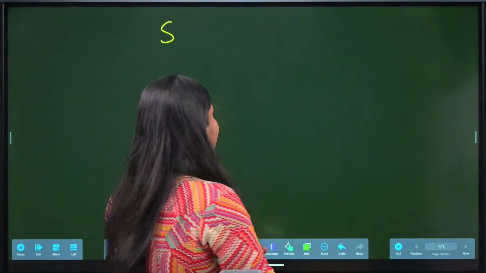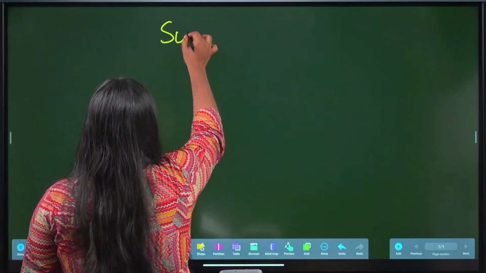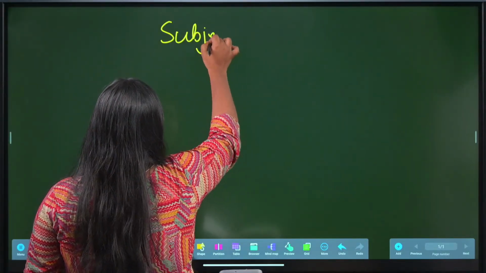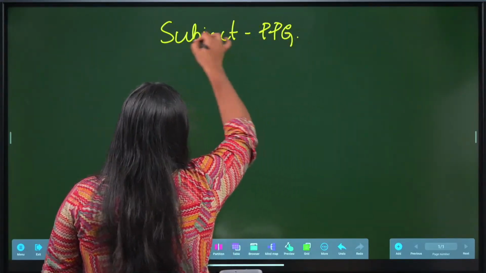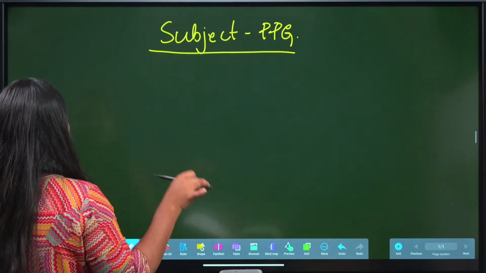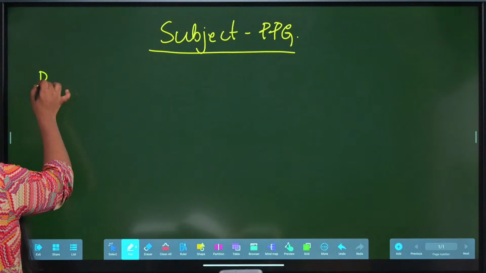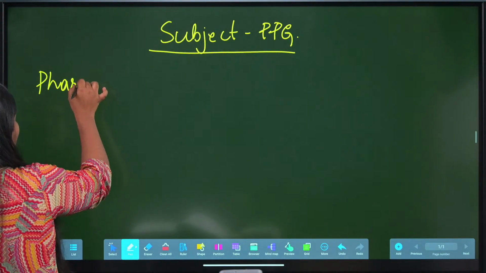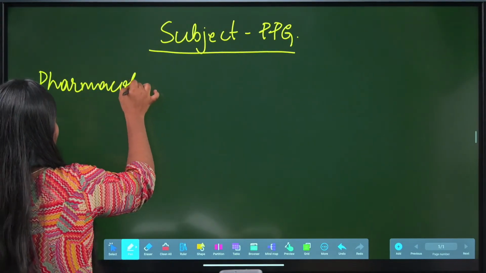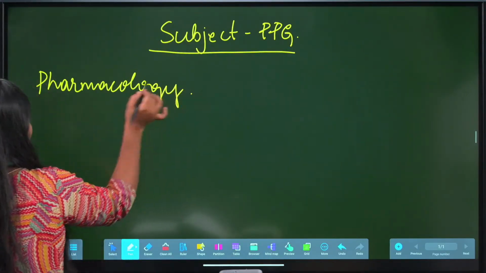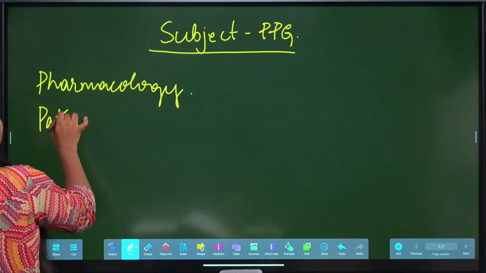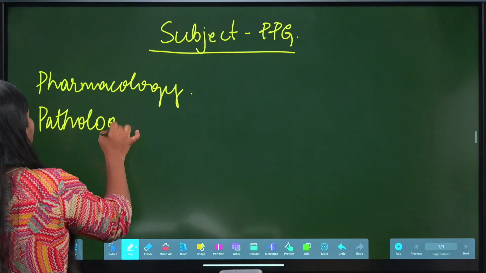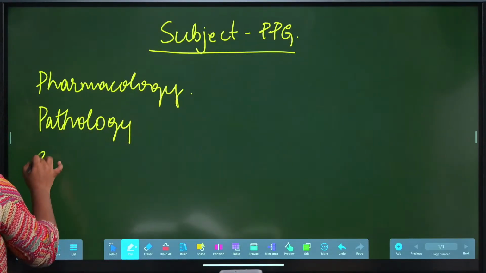We will start the subject which is called PPG. Why is the ma'am telling PPG, PPG? What is this PPG, madam? PPG is that: P stands for pharmacology, then pathology, and the last one is genetics. I am explaining even though you may already know, because some people do not know this, and I want my students to know everything.